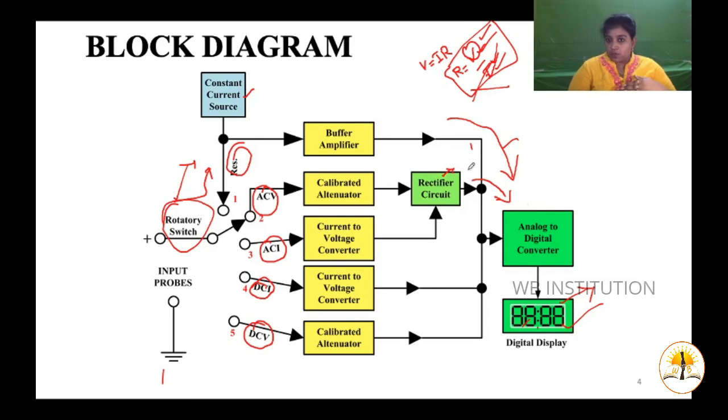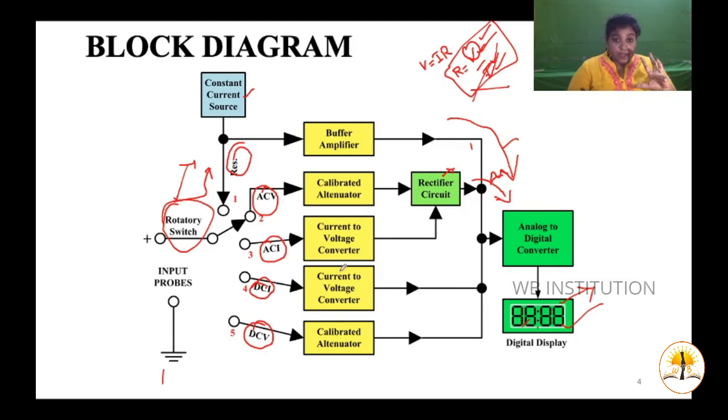The output of the rectifier circuit is going to be analog waves. It is going to be a wave, so that this is fed into your analog to digital converter, and then to a display, that is your LCD display. Clear?